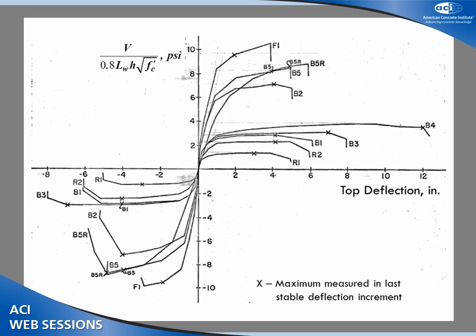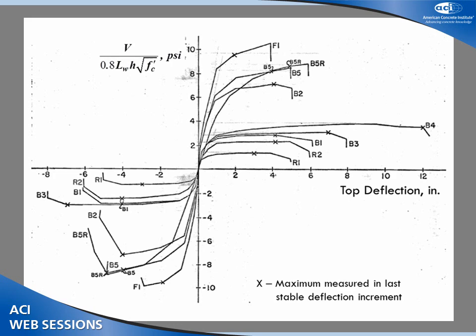This is a plot that came directly out of the PCA wall test, showing the backbone curves and comparing them. Wall B4 was subjected to monotonic loading, and all the other walls on here were subjected to cyclic loading. The flexural failures are the ones down on the bottom, and these are the shear failures. The specimens that failed in shear were subjected to a higher shear stress. They had slightly lower deflections at the top, but it wasn't pronounced. The maximum shear stress was really the critical quantity there.